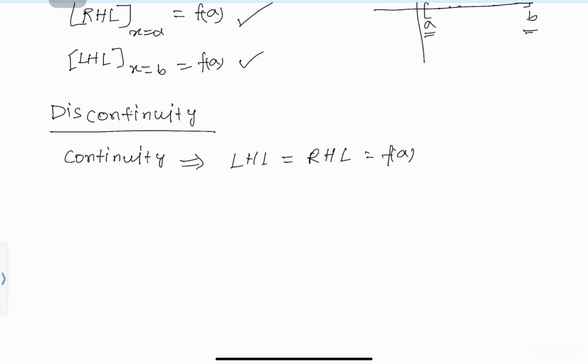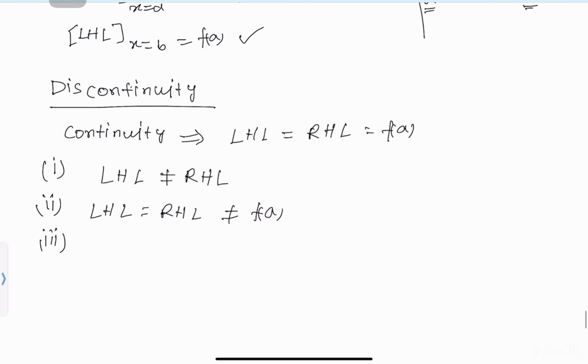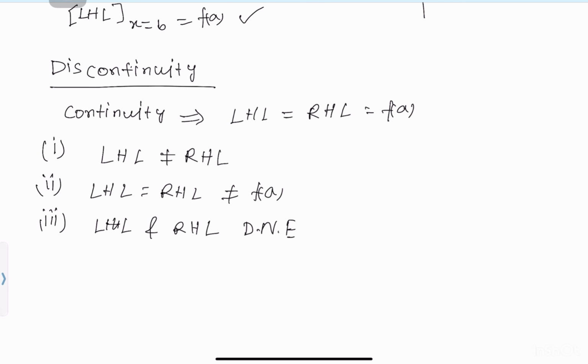How many possibilities can we get? The first: LHL and RHL both exist but are not equal. Clear? The second: LHL equals RHL, but this is not equal to f of a. Also, there may be another possibility where LHL and RHL both do not exist. These possibilities can happen, and at that time you can say that the function is discontinuous.